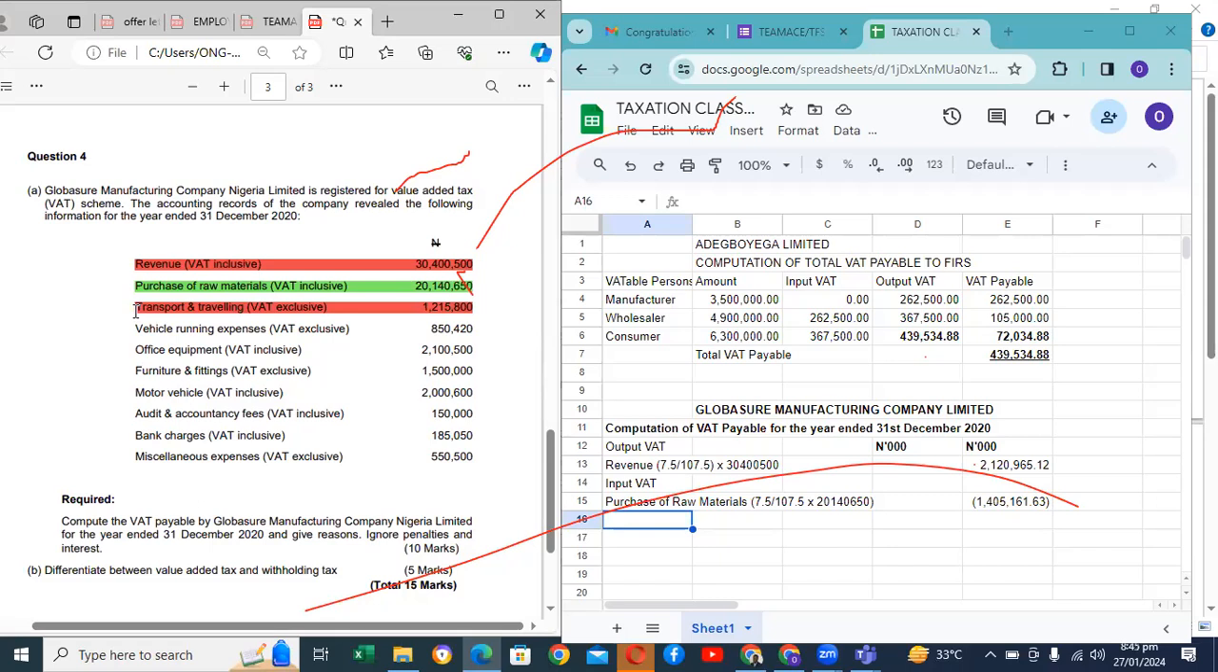No. So it means out of this, only the revenue and purchases will form the output and input VAT. So VAT payable. Why is audit and assurance not forming part of the sale?